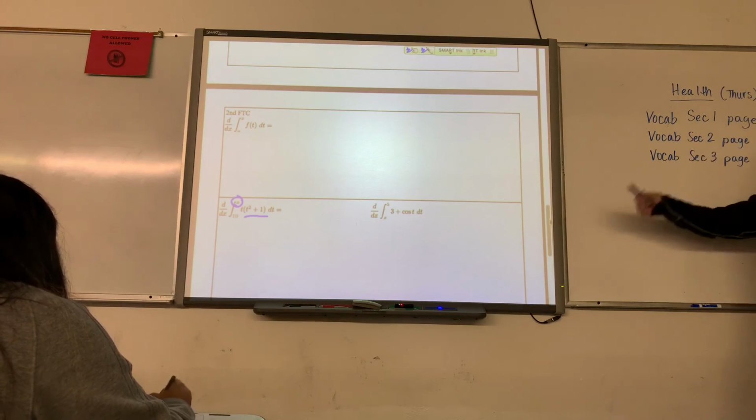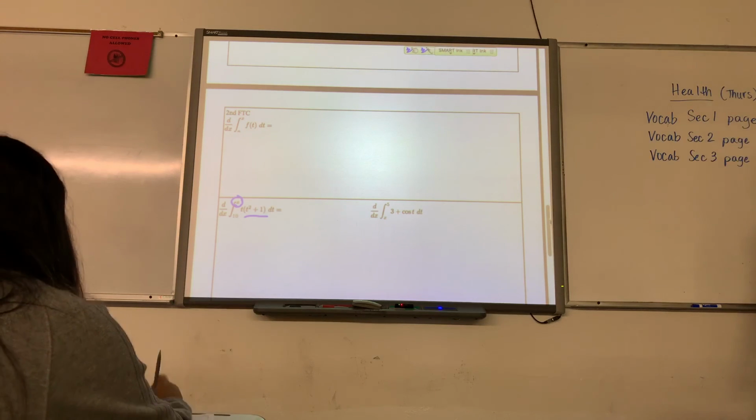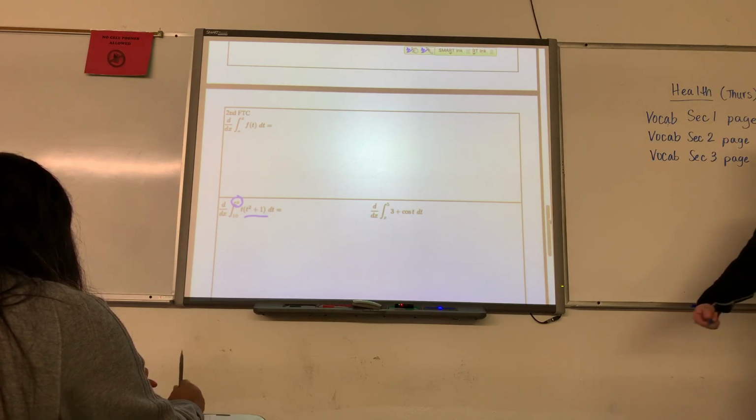Guarantees that there is a y value equal to the average y value on the given interval. Okay. Second fundamental theorem of calculus. 2 steps. Step 1, plug in your variable. Step 2, multiply by the derivative. And if your variable's in the bottom, you also need a negative. There it is.